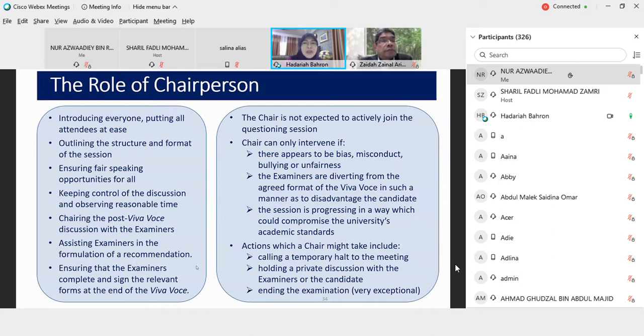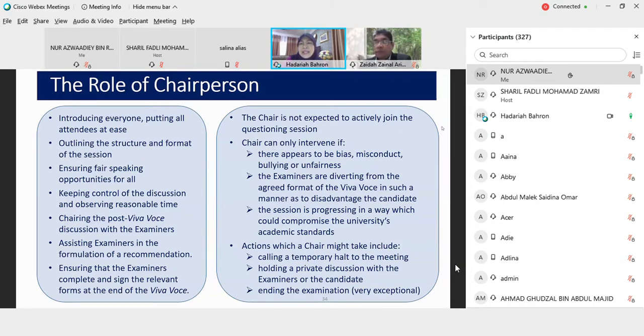The chairperson does not give a recommendation, but he is expected to assist examiners to come up with an agreed recommendation, a pass or fail or whatever. The chairperson must ensure that examiners complete and sign the relevant forms at the end of the Viva-Voce. That is clerical, really, but just make sure all the documents are signed and everything is handed in. The chair is not expected to actively join in the questioning session. The chair is just observing and making sure everything is in order.